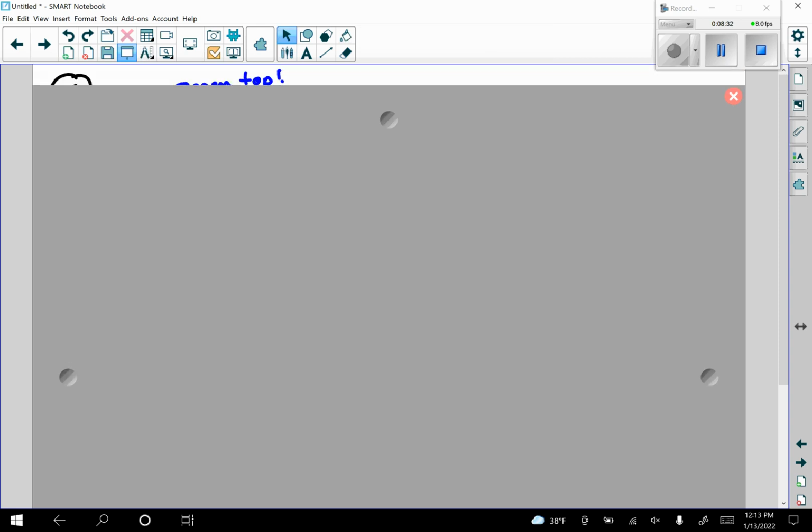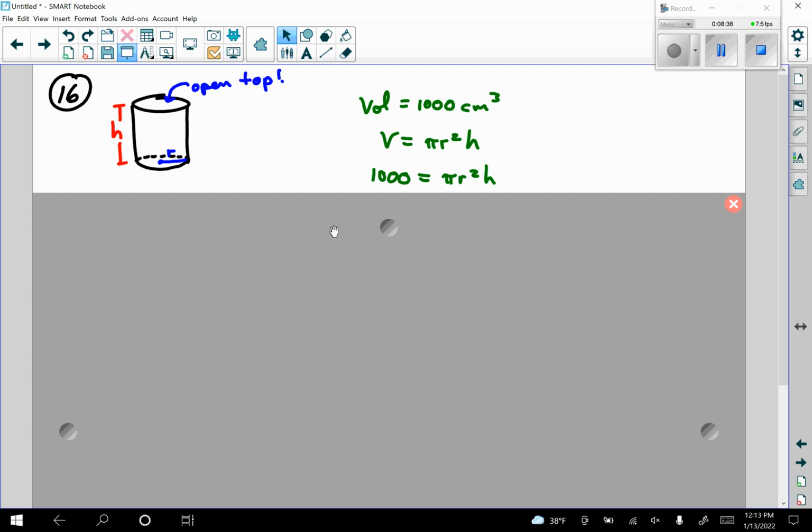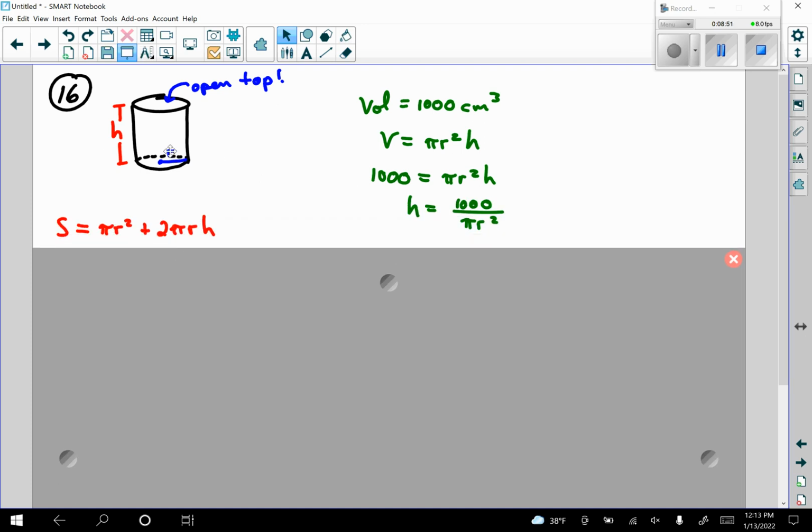Okay, number 16 is a lot like number 3 that we did off of the in-class example sheet. So here again, we're designing a can. It's asking, what are the dimensions of the lightest open top right circular cylindrical can that will hold a volume of 1,000 cubic centimeters? So we're going to draw, here's just a picture of our can. Now we have no top, so we're not putting any material on the top.